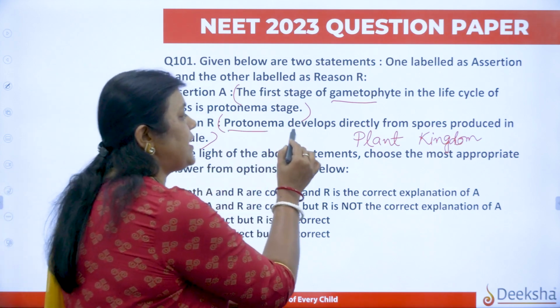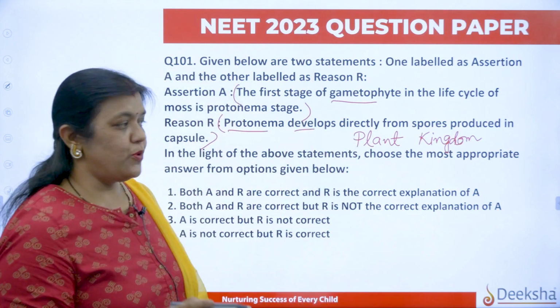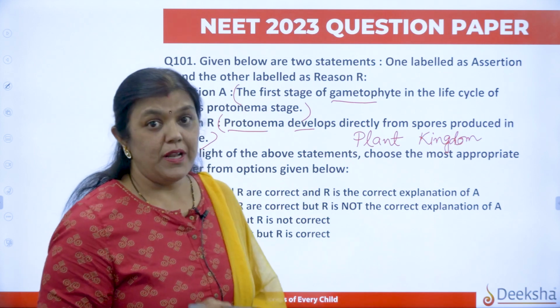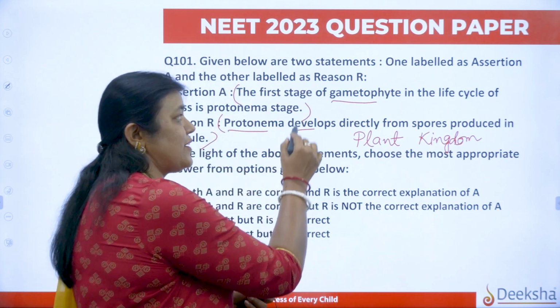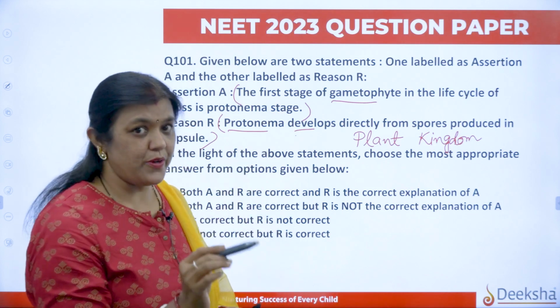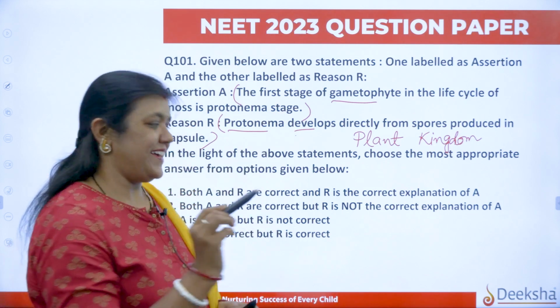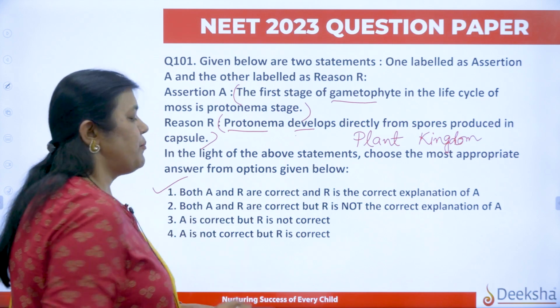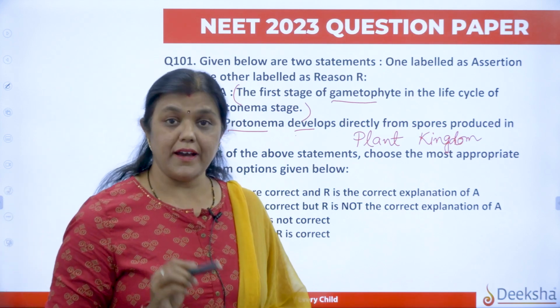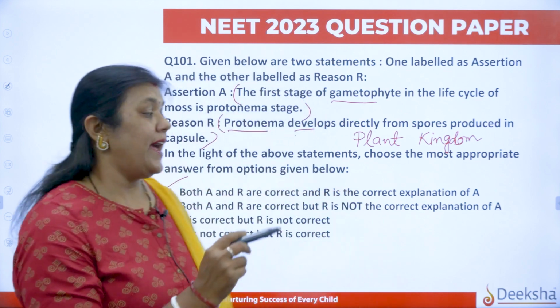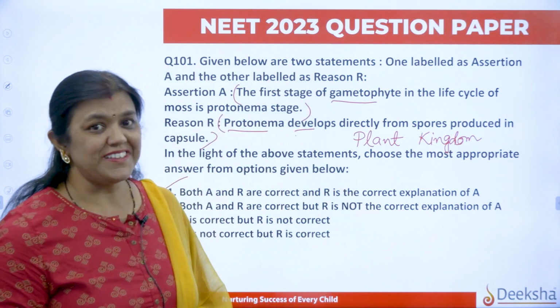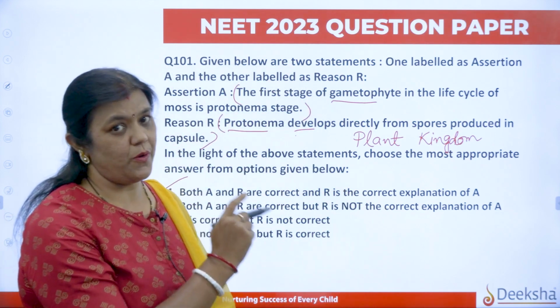And protonema develops directly from spores produced in the capsule. And this is also exactly right, and this is the reason for the assertion. That's why, what will be the correct answer? Yes, you guessed it right. Both A and R are correct, and R is the correct explanation of A. And so that's why we are going to lock the answer as answer option 1.